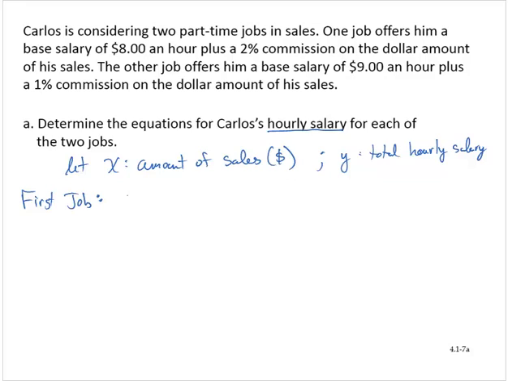So then the first job, the total hourly salary would be $8 plus 2% of the sales. And the second job, the salary would be given by $9 plus 1% of the sales.